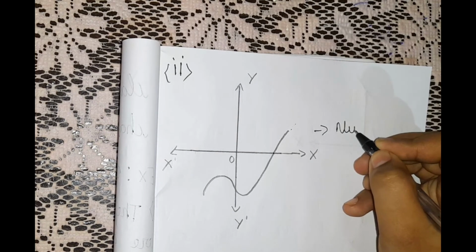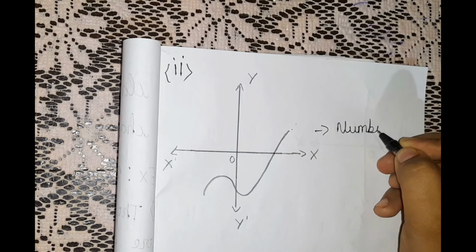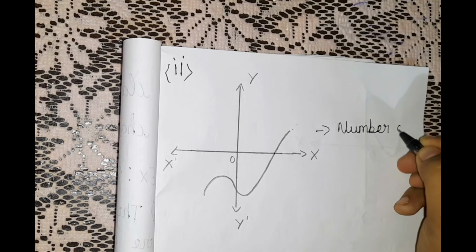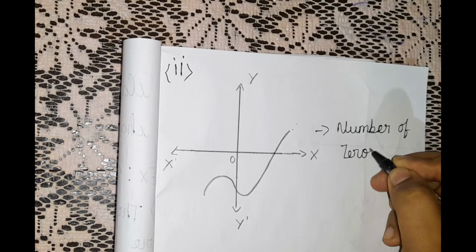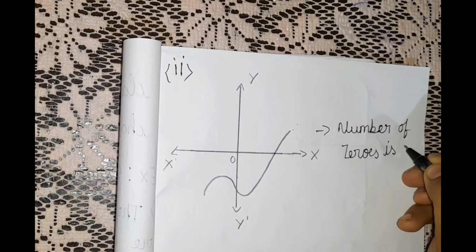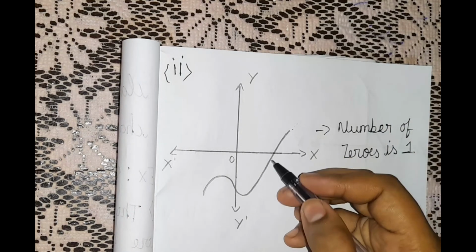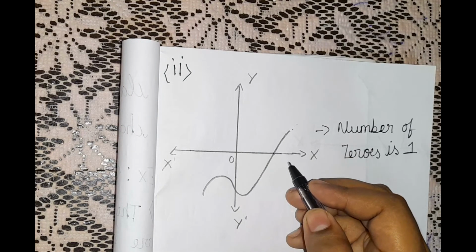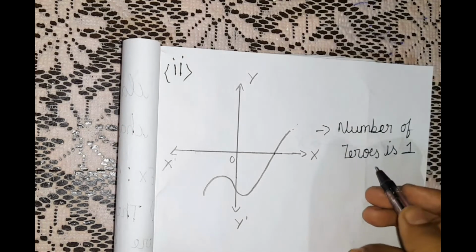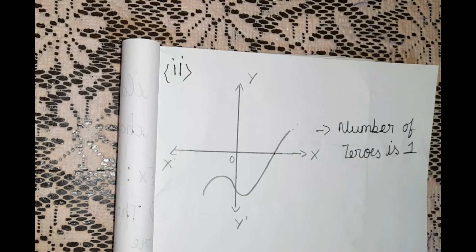So number of zeros is 1, okay? So we have one point right over here, and that too it's touching this x-axis line, so we wrote zeros is 1, okay? So you guys might ask, why didn't we write here and all?